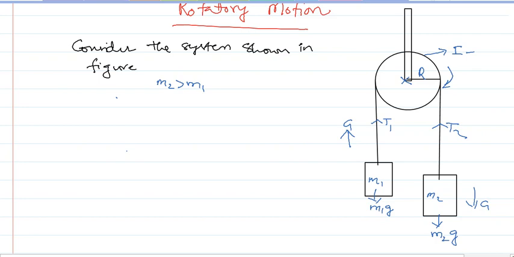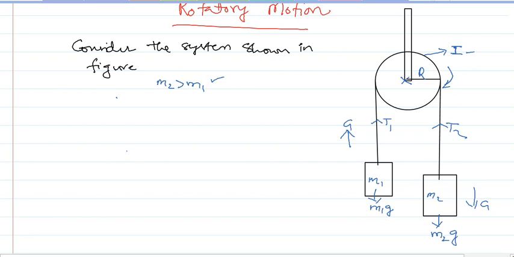Let us consider M1 and M2 are the two blocks which are connected by means of a massless string and passed over a pulley of moment of inertia I and radius R here. Now let us consider M2 greater than M1 so that the system has an acceleration, that is, M2 is going down with an acceleration A and M1 is going up with an acceleration A. Let T1, T2 be the tensions in the strings here.